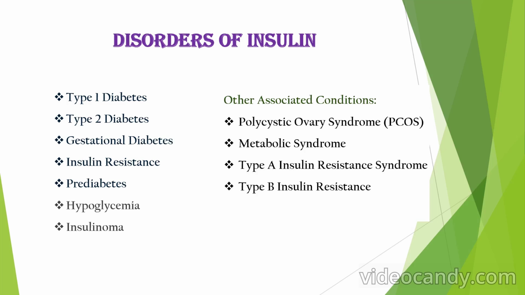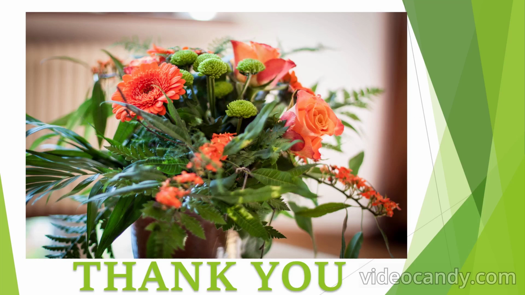Then, type A insulin resistance syndrome is a rare genetic disorder characterized by severe insulin resistance, abnormal glucose homeostasis, ovarian hyperandrogenism, etc. Type B insulin resistance is characterized by severe impairment of insulin action triggered by the presence of insulin receptor antibodies.